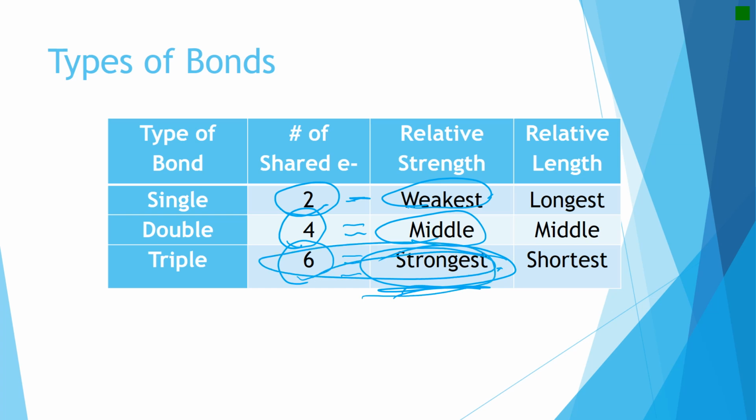What's interesting to note is that actually as you get stronger, you get shorter. So not only does it get stronger, but they actually get closer together. So if I were to represent a single bond as this, a double bond would be, let's say, this, and a triple bond would be a lot closer yet. So it would actually get even closer and closer to each other. All right, hopefully you have kind of an understanding of how to draw a basic covalent structure, and we'll be practicing more of these in class.